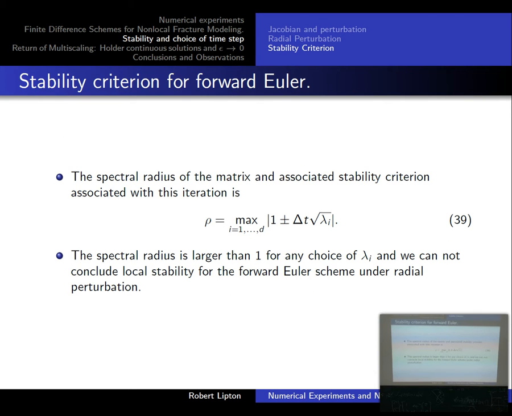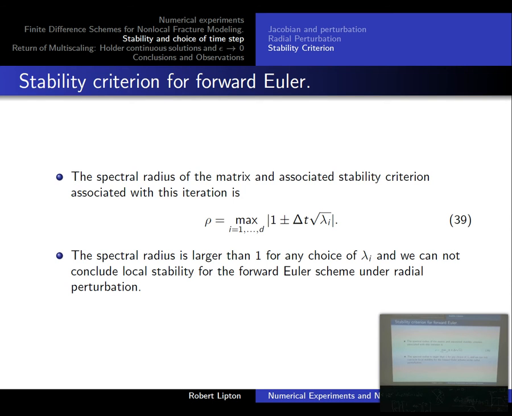And the spectral radius for that particular matrix is bigger than 1. It's bigger than 1 for any choice, so forward Euler is not stable under these types of perturbations. That's information. So let us look now at backward Euler.